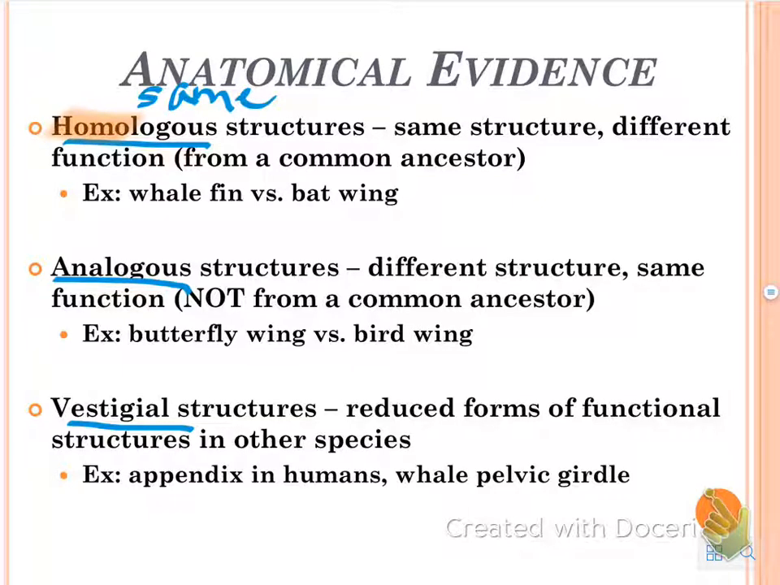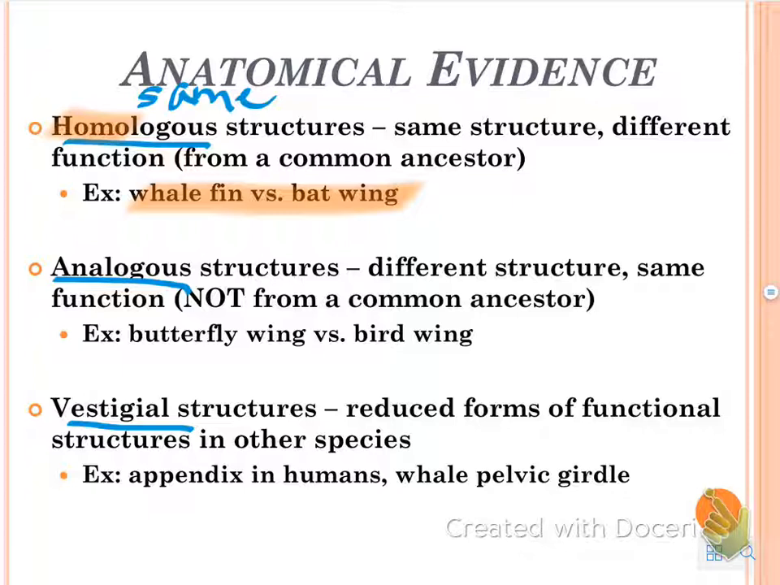So they have the same structure, same bones, same parts, but they have a different function. So the best example of this is a whale fin versus a bat wing, or any other mammal for that matter. You could say versus human arm versus cat leg. They all have the same bones, but they have different functions. Whales swim, bats fly, humans pick things up, cats walk.